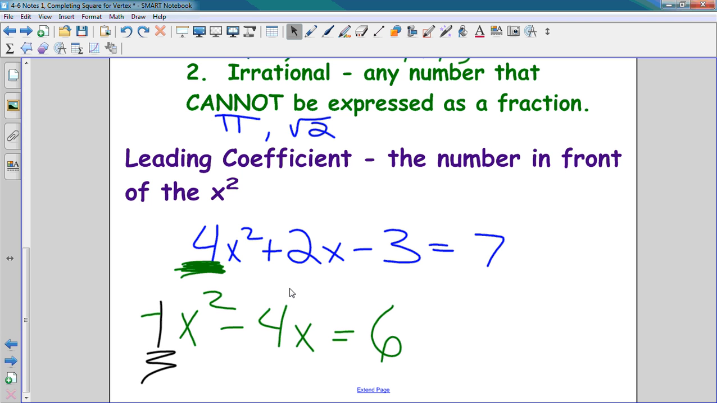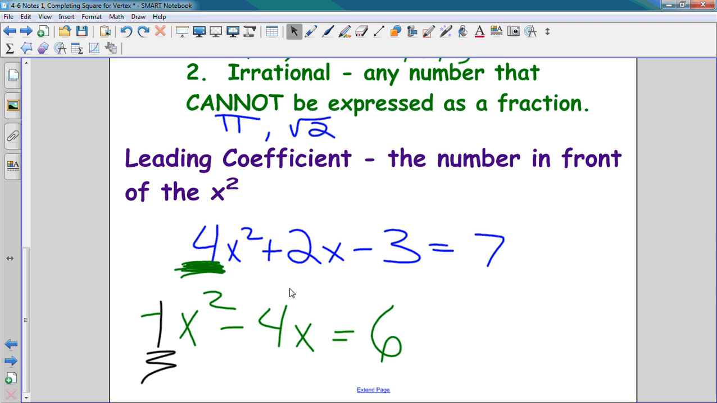Like 22 divided by 7, irrational. Or no, I'm sorry, not irrational. It's rational; it's the closest thing to pi as a fraction, but it's not pi. Anything that can be written as a fraction is rational. If it cannot, it's irrational. So if you say 22 over 7, it's rational. Or 1/3, it's rational because it's a fraction.